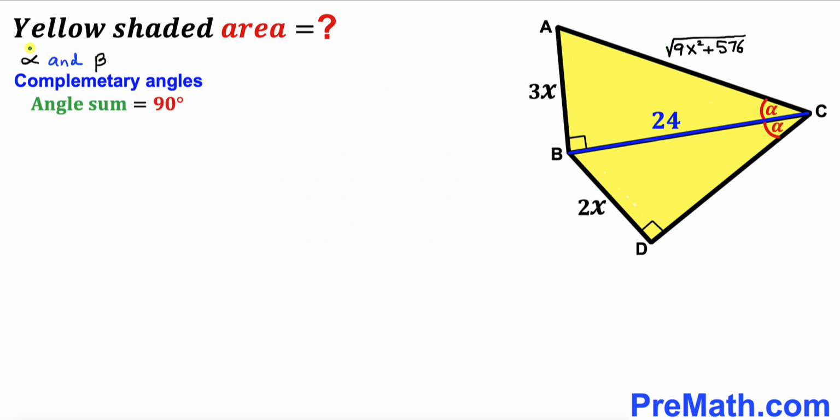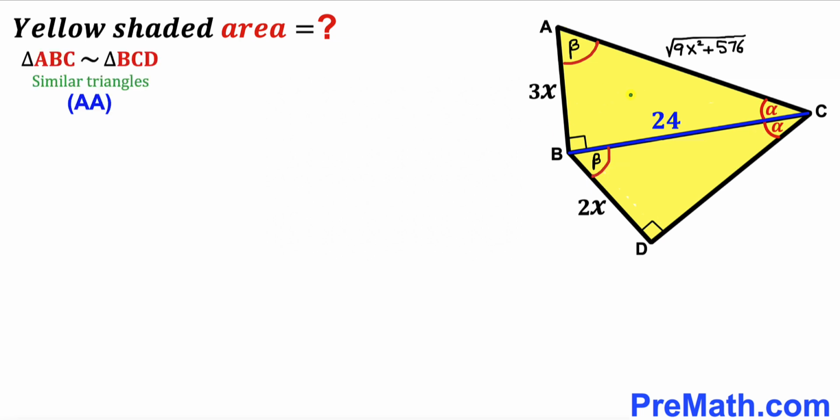And here's our next step. Let's assume that alpha and beta are two complementary angles. In other words, the sum of these two angles, alpha plus beta, must be equal to 90 degrees. Let's focus on this right triangle ABC. We know this angle is alpha, this angle is 90 degrees. Therefore, this angle has got to be our angle beta. Now let's focus on this other right triangle BCD. We know this angle is alpha, this angle is 90 degrees. Therefore, this angle has got to be our angle beta.